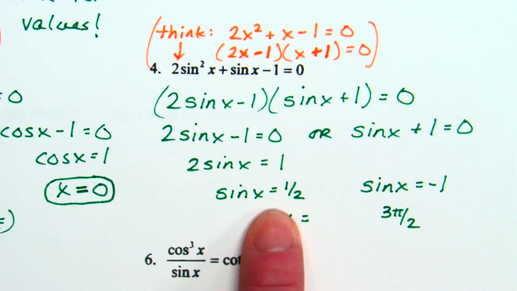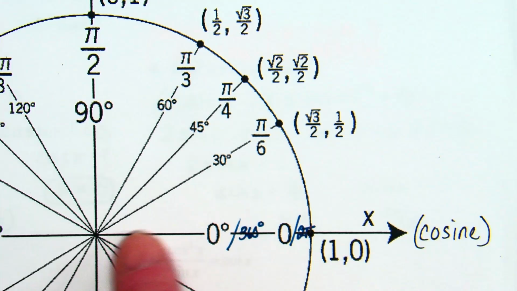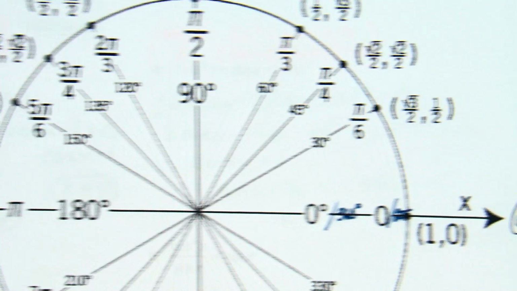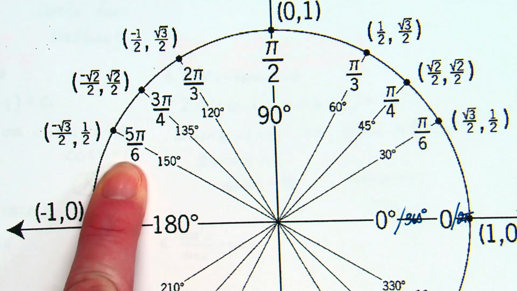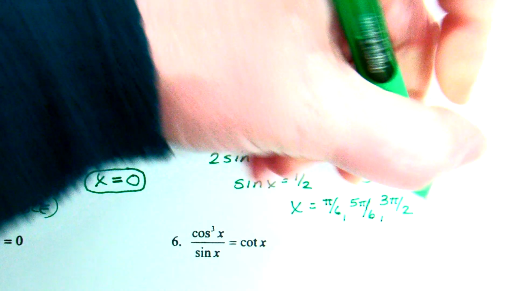The other question, when does sine equal 1/2? Pi over 6. And where else is sine positive? In quadrant 2 at 5 pi over 6. So I have how many total answers here? 3. Pi over 6, 5 pi over 6, 3 pi over 2.